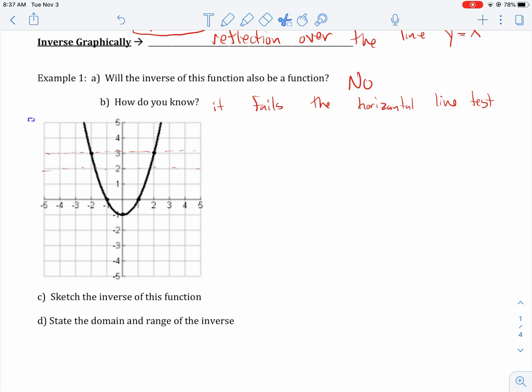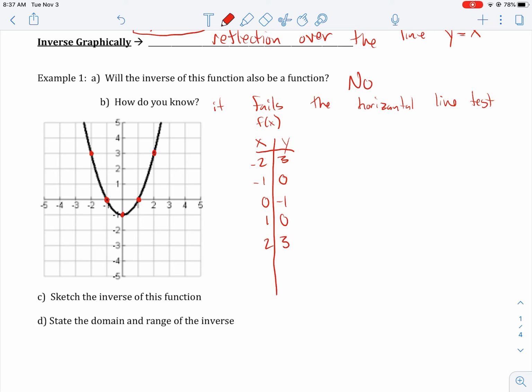Now, it says to sketch the inverse of this function. The easiest way I've found it to be done is take some points here. So let me set up an x and y chart, and this is going to be our original function here. I'm just going to take some points that fall nice on the line. See these nice points right there? So I'm going to go -2, 3; -1, 0; 0, -1; 1, 0; 2, 3.